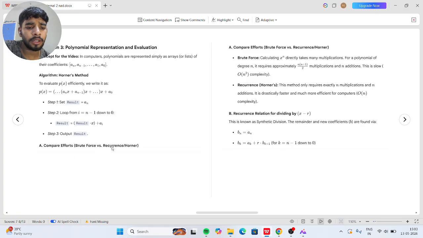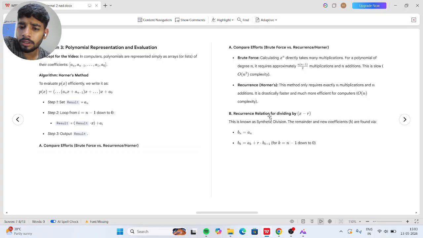Now, we have to compare the effort of brute force versus the recurrence. Comparing brute force, calculating x^n directly takes many multiplications. For a polynomial of degree n, it requires approximately n(n+1)/2 multiplications and n additions. This is slow, of order n squared complexity. Now the recurrence, or Horner's method, only requires exactly n multiplications and n additions. It is drastically faster and much more efficient for computers, of order n complexity.